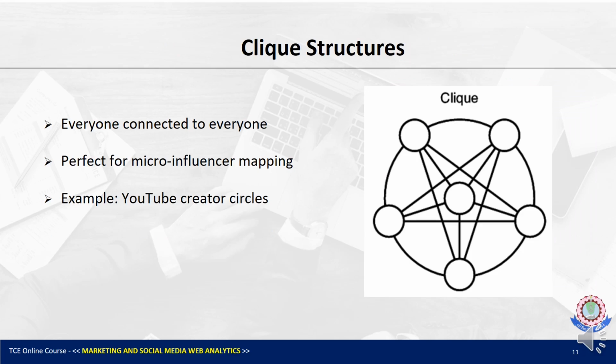Clique structure. A clique is a subset where everyone connects with everyone else. A perfect micro network. For example, a set of YouTube creators who frequently collaborate forms a clique. Cliques identify micro-influencer groups with strong internal trust, ideal for brand collaborations.